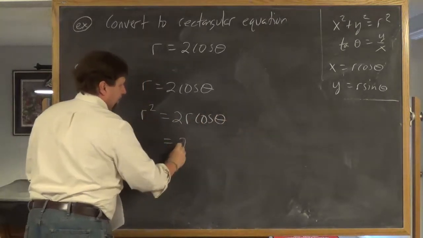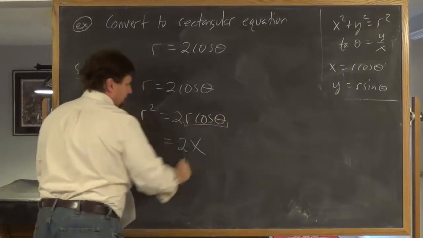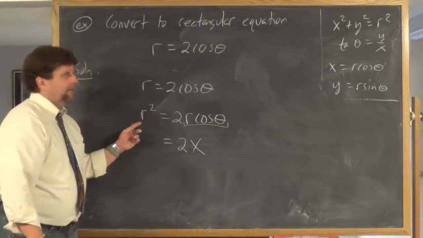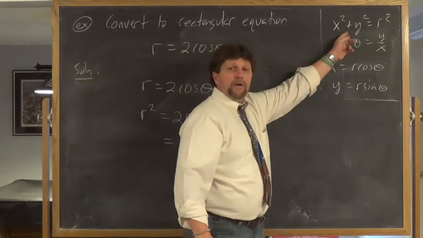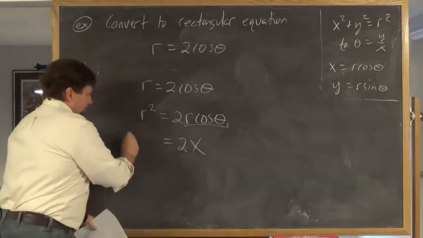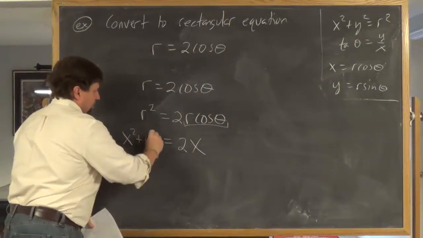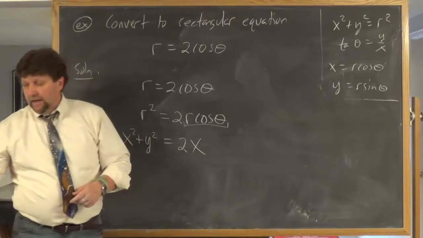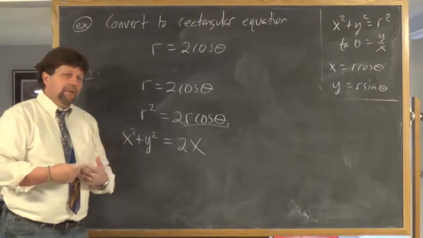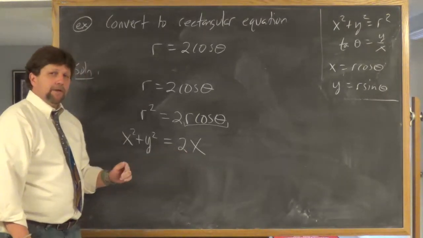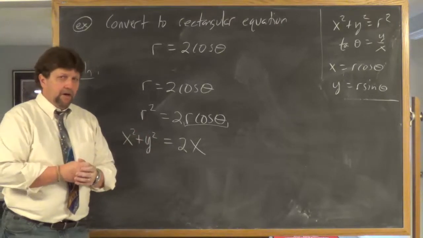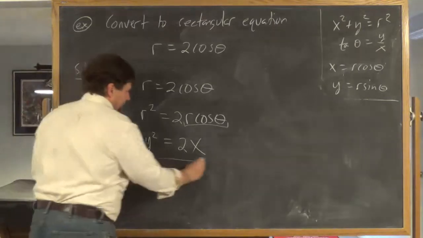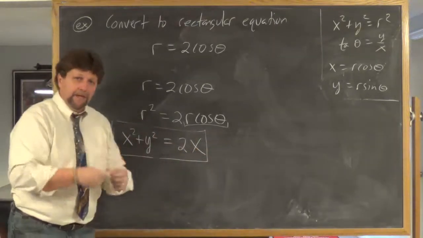Now I'm feeling pretty good because I know this r cosine theta is x. And hey, check it out. What's r squared? Well, r squared is x squared plus y squared. So all I have to do is replace: x squared plus y squared equals 2x. That's a rectangular equation. And I'm going to stop here. I know some people would say, oh, hey, why don't we subtract 2x from both sides? Fine, there's nothing wrong with that. But I have a rectangular equation right now, and I feel that's a good place to stop. And for me, that's where I'm going to stop.